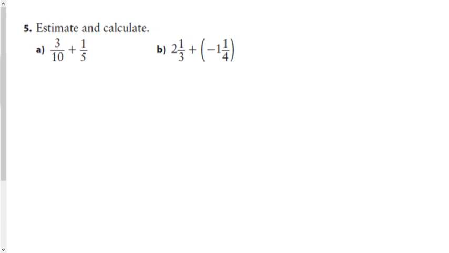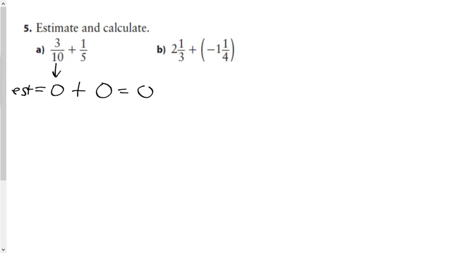Question 5 says estimate, then calculate. So for our estimation in 5, we're going to take this fraction, and really what we're going to ask ourselves is, is that closer to 0 or 1? 3/10. It's closer to 0. And is 1/5 closer to 0 or 1? So my estimation is pretty easy. 0 plus 0. My estimation is 0. It's going to be closer to 0 than it is to a whole number. Okay? And it's going to be positive rather than negative.